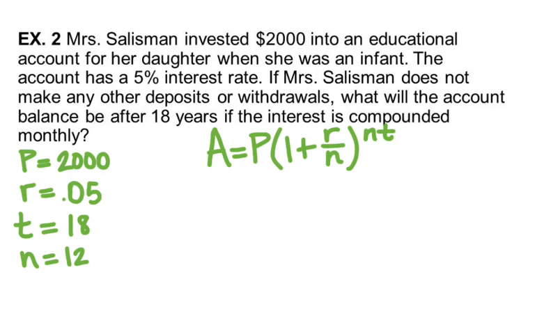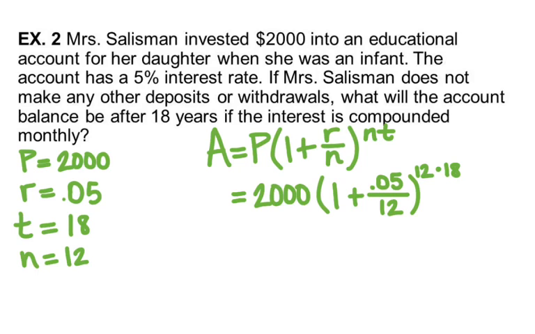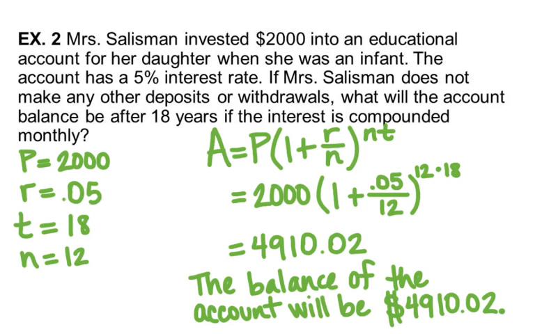So we're going to plug all of our variables into the equation. So 2,000 times (1 plus 0.05 over 12) raised to the 12 times 18 power. You can type this in all at once if you want to. You might put parentheses around the two numbers in the exponent, but it should be pretty easy to plug in. So once you type this in, you're going to get $4,910 and 2 cents. Since this is dollars that we're talking about, you need to round to 2 decimal places. So the balance of the account at the end of the 18 years will be $4,910.02.